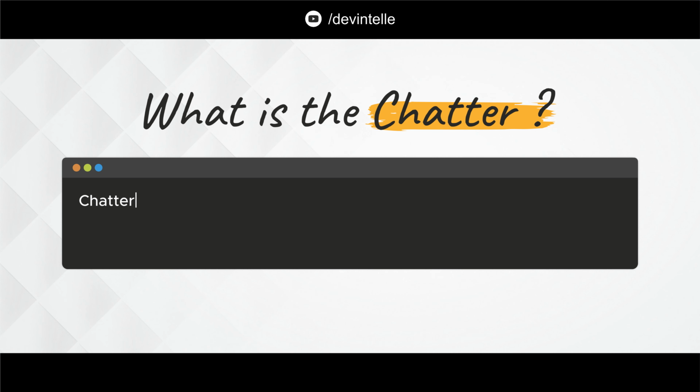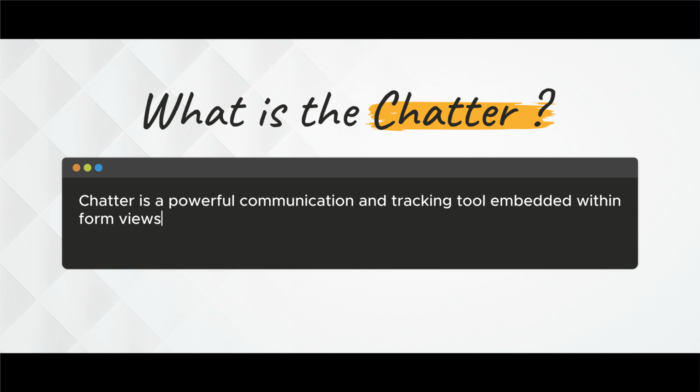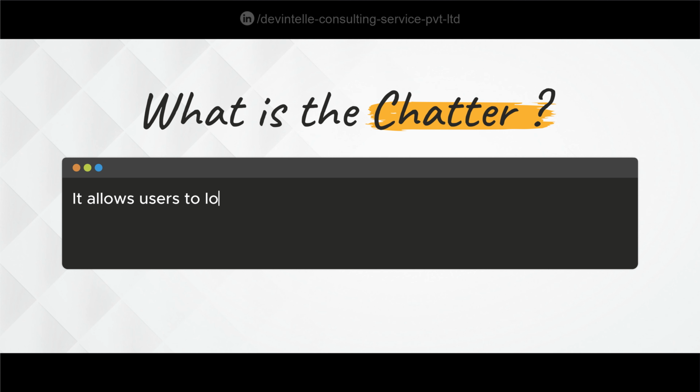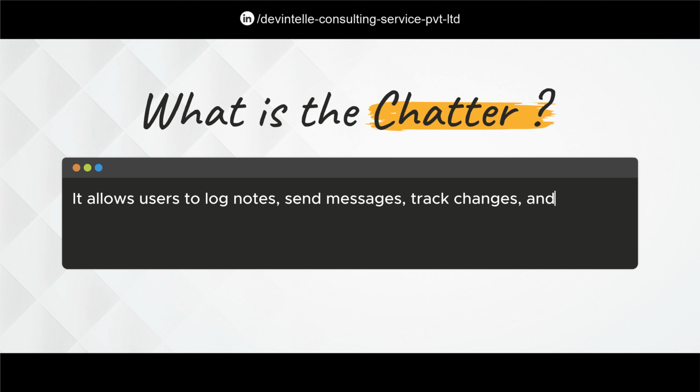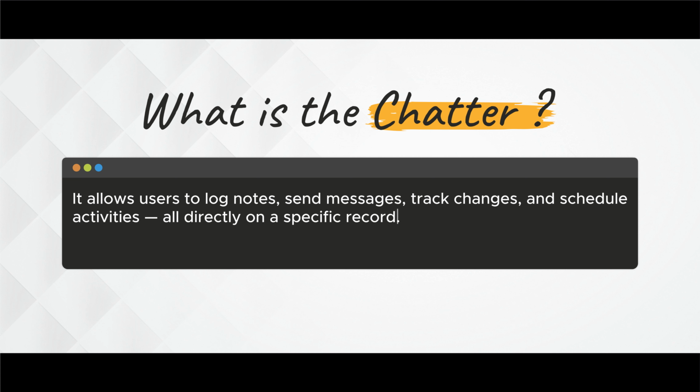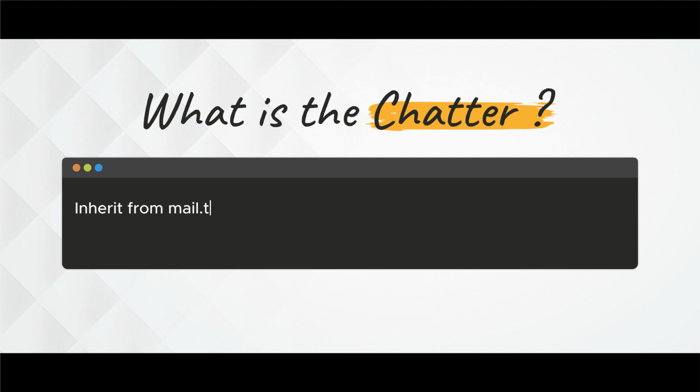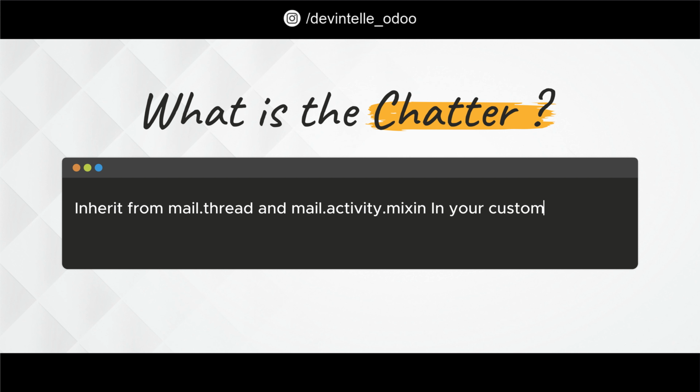So chatter is a powerful communication and tracking tool embedded within the form views. It allows users to log notes, send messages, track changes and schedule activities, all directly on a specific record. So let's understand how to add chatter in Odoo version 17. The first step is you have to inherit the mail.thread and mail.activity.mixin models into your custom model.